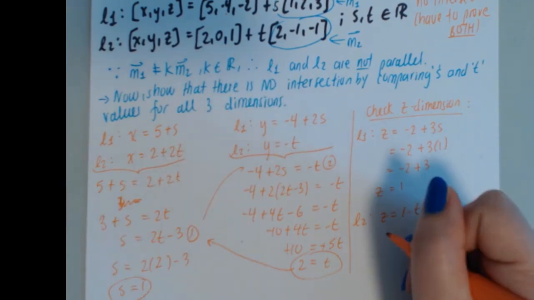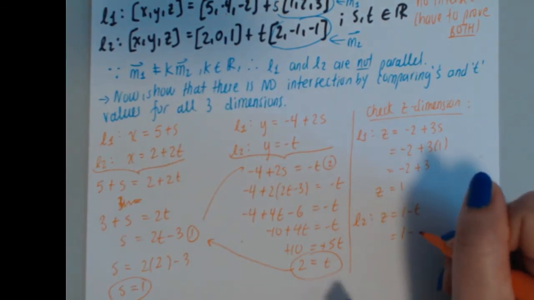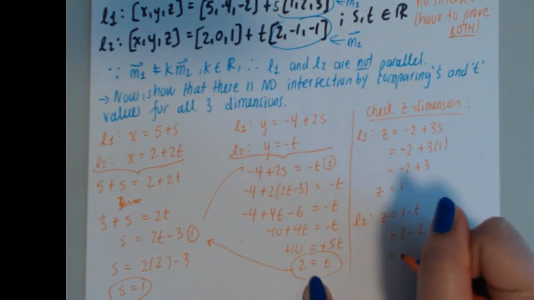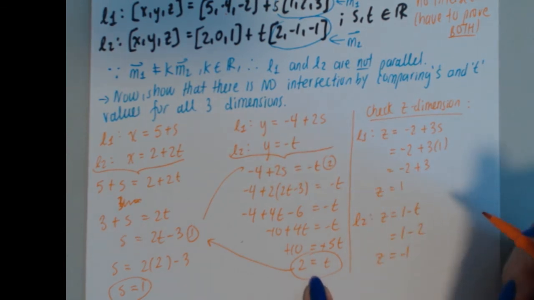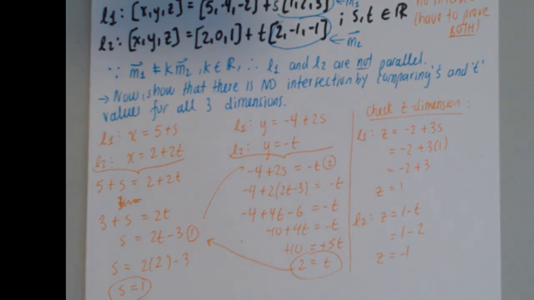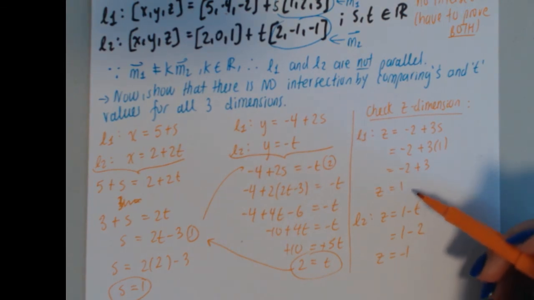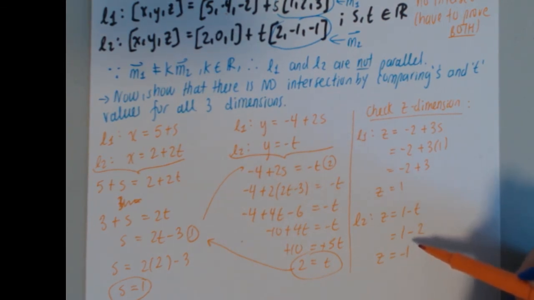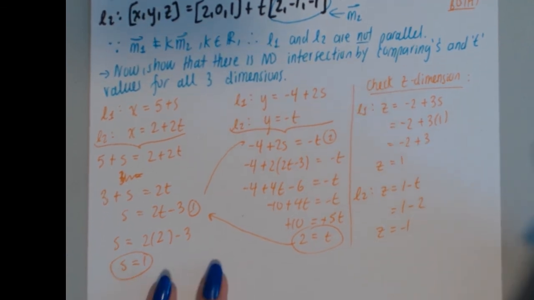1 minus t. All right, so that's 1 minus t is 2. 1 minus 2 is -1. So they are not the same value. And notice if you make a really careless mistake here, you can easily obtain the same value and conclude the wrong answer here. So you do in fact have 1 and -1. They are not the same. Therefore, the lines do not intersect.